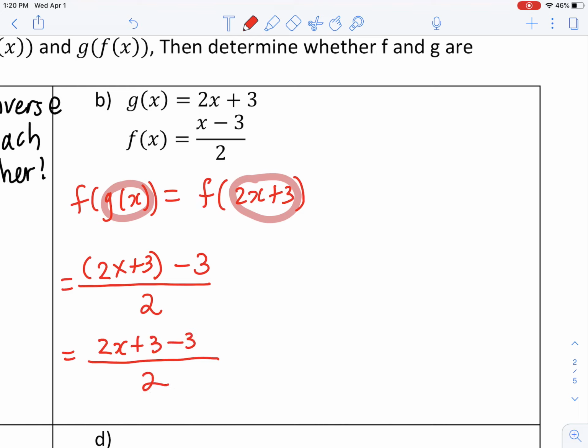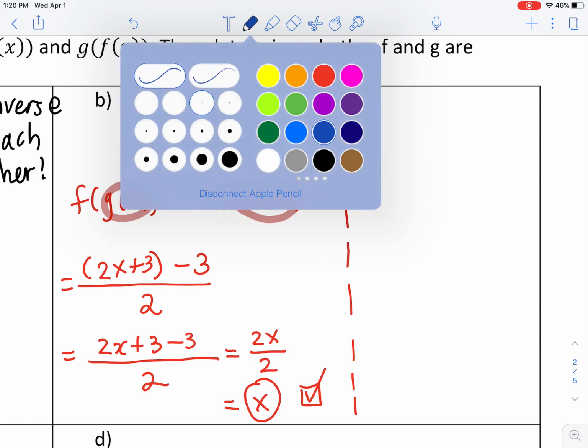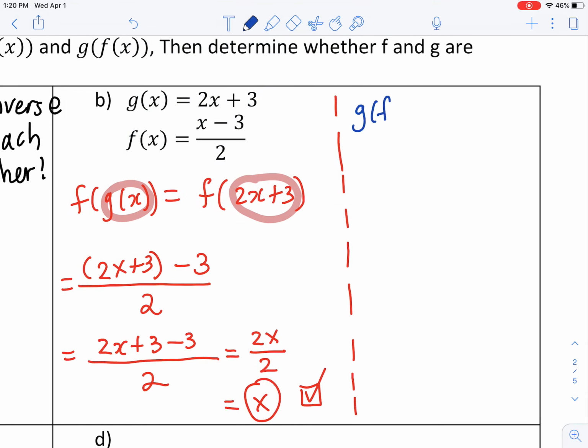All right, let's go ahead and simplify this. If I get the numerator out of the parentheses, I will get 2x plus 3 minus 3 over 2. Now notice the plus 3 and minus 3 will cancel out. I will have 2x over 2. Then that 2 cancels out, so we will get just x. So when you check f of g of x, that one checked out.